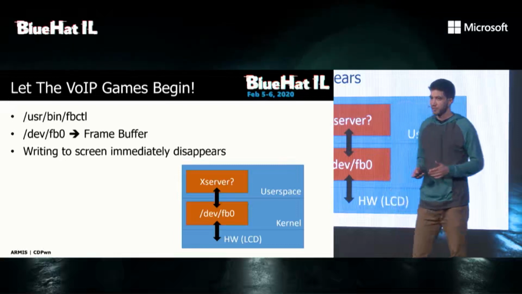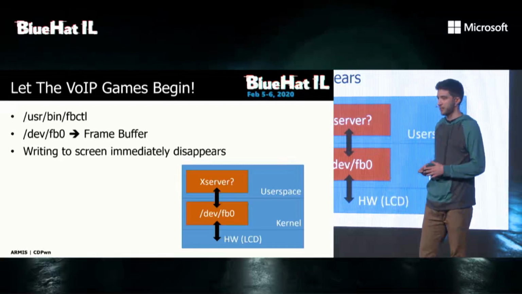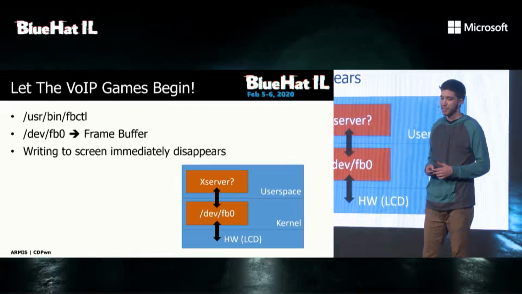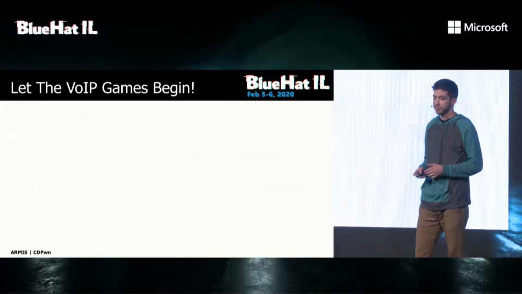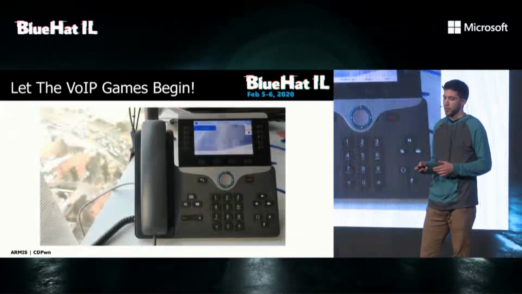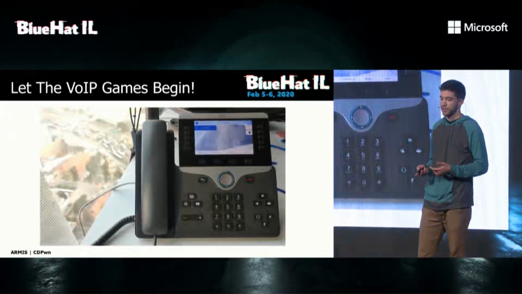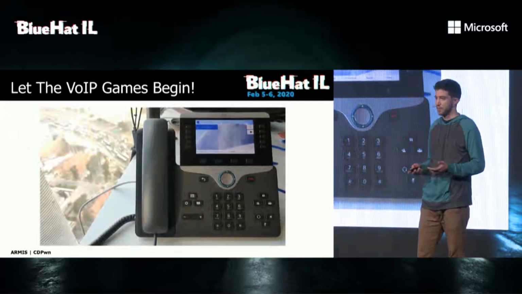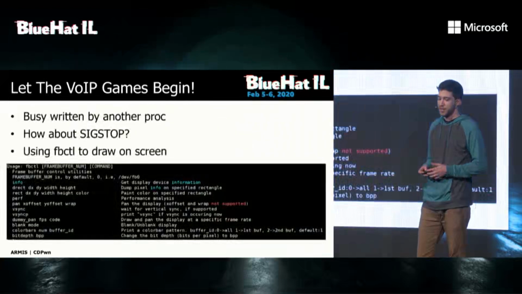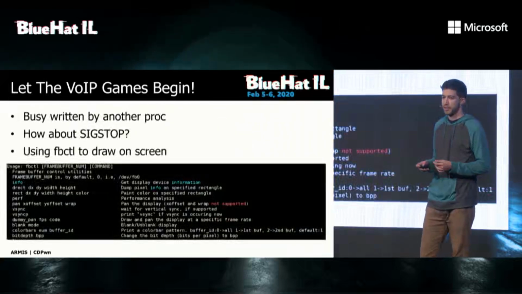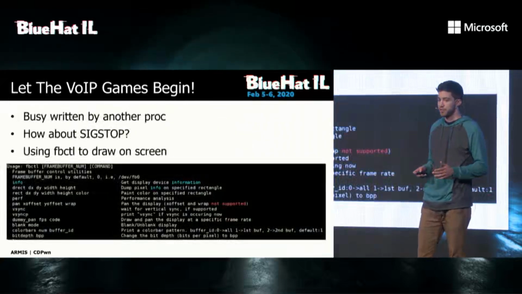In our case, we didn't have that, and cross-compiling it and running it on the phone was a bit of a headache, so we needed to work directly with the frame buffer itself. So whenever we try to write to the screen, this happens, this sort of flickering, we're not able to take over the screen. And this is due to the screen being busy written by another process.